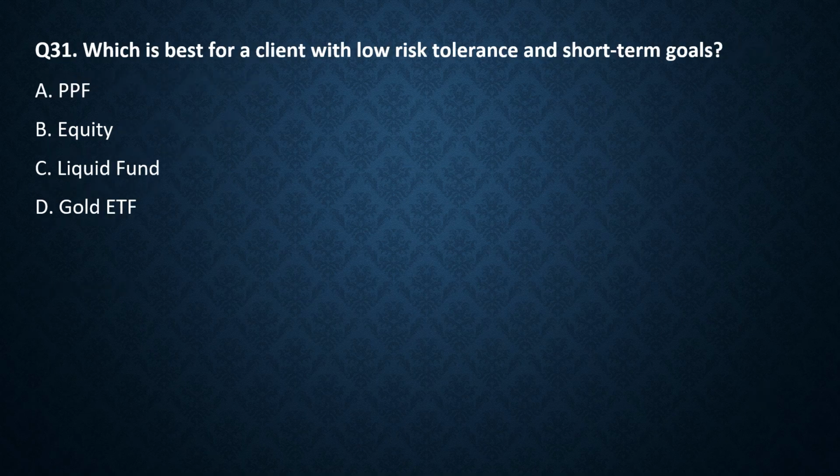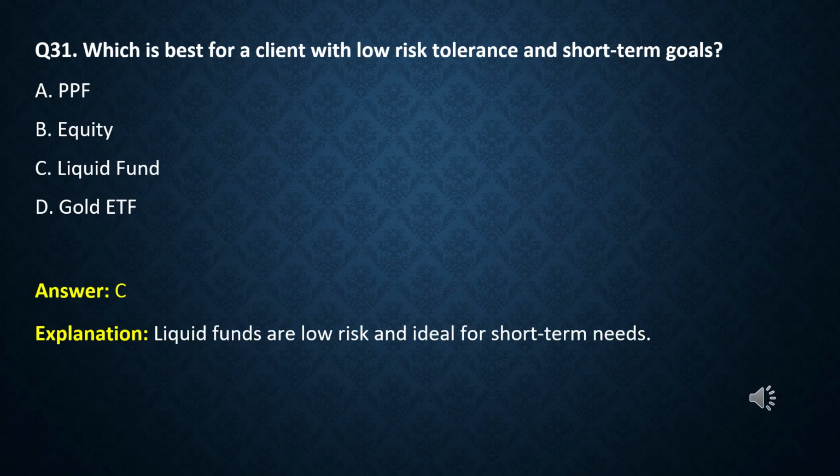Next question. Which of the following is best for a client with low risk tolerance and short term goals? Option A PPF, option B equity, option C liquid fund and option D gold ETF. Correct answer is option C. Liquid funds are low risk and ideal for short term needs.